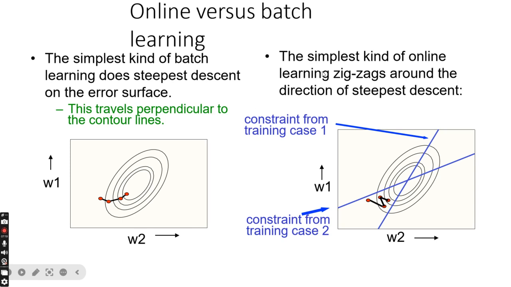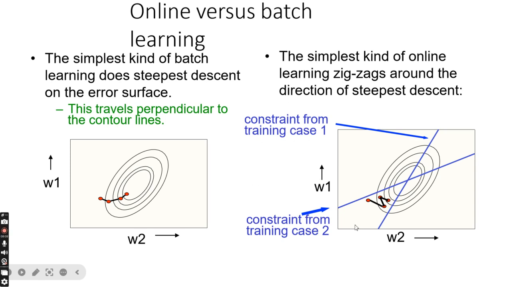Then the simplest kind of online learning. If you take online learning, let's say you have two training cases. Then you have different error points for case one and case two. If you draw the line connecting all the error points, you will get a zigzag around the direction of the steepest descent, because one line goes perpendicular to case one and one line goes perpendicular to case two. So it looks like a zigzag. If it looks like a zigzag around the direction of steepest descent, it is online learning.